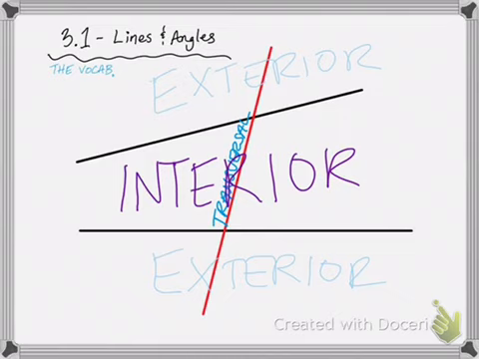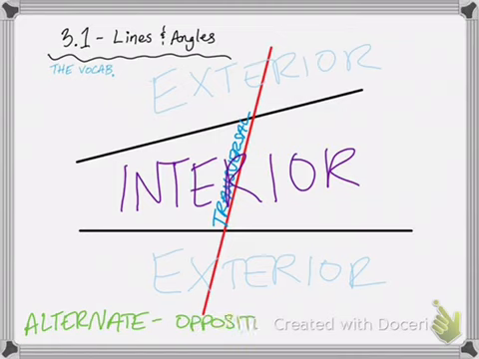The next word that we need to learn, because it's going to get used a lot, is alternate. The word alternate, I guess I should spell it right, means opposite sides. So if I'm talking about alternate, I would say, hey, this guy and this guy are on alternate sides of the transversal. So alternate means opposite sides of the transversal.